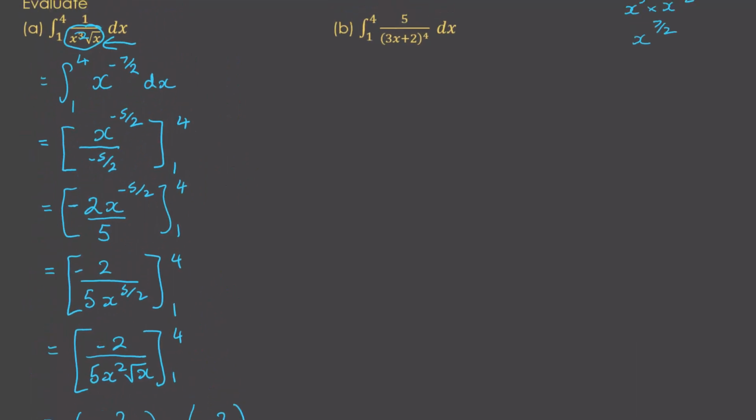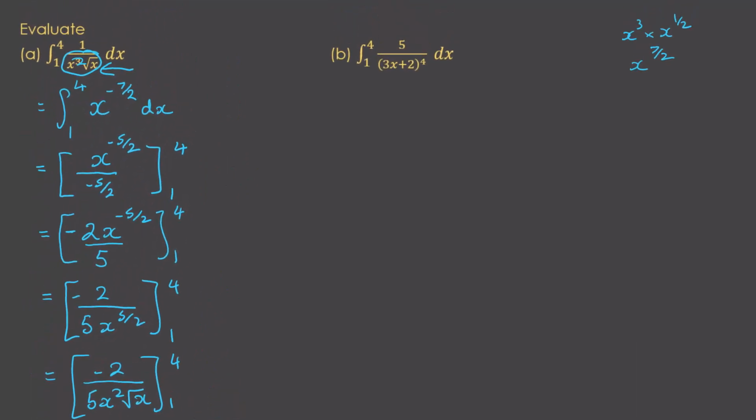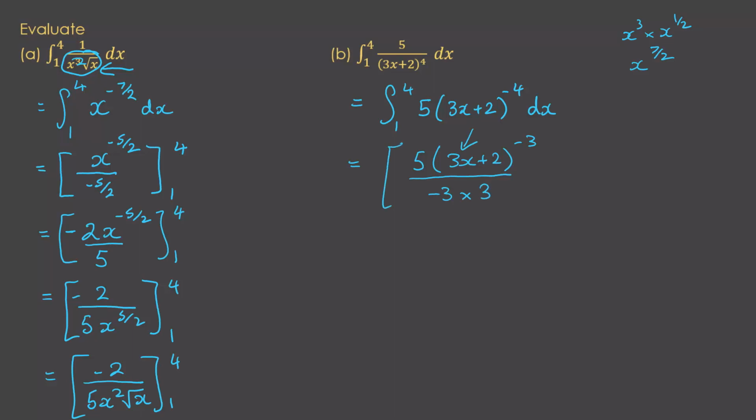Okay, let's go and find the second one. So we're doing the integral 1 to 4 again, and it would be 5, 3x plus 2 to the negative 4. So we have to do a bit of reverse chain here. So that is going to be 5, 3x plus 2 to the negative 3, divided by negative 3, but also by the differential of the inside function, which is also 3.